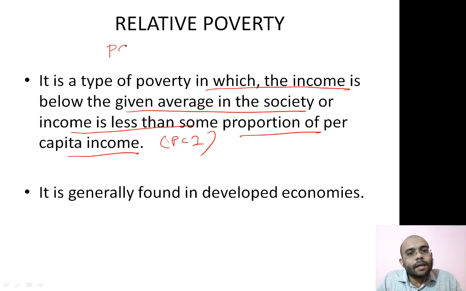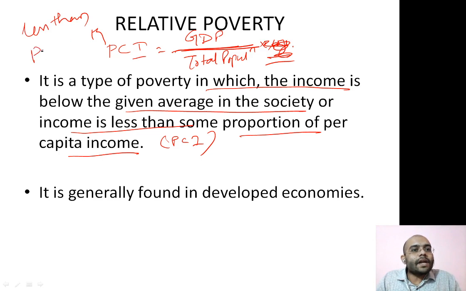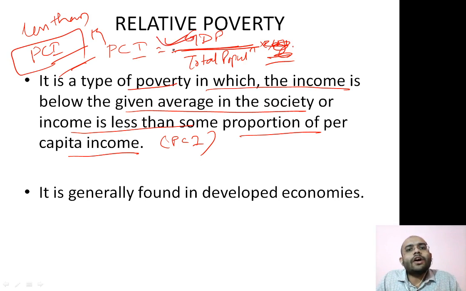How can we find per capita income? GDP in nominal terms upon the total population. This will provide your per capita income, not into 100. If any person is earning less than the per capita income of India, then that state of condition is termed as poverty. Mostly per capita income can also be termed as the average income of the state.